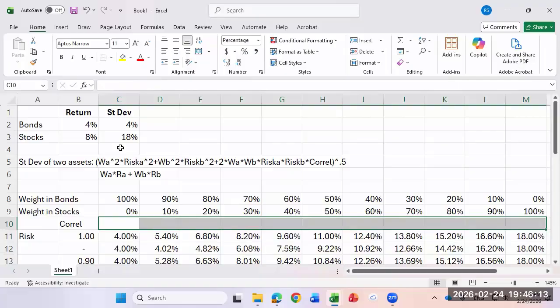So when correlation is 1, there is no diversification benefit. The only way you reduce risk is by having less of the riskier asset and buying more of the lower risk asset. That's the only way to do it. All right.